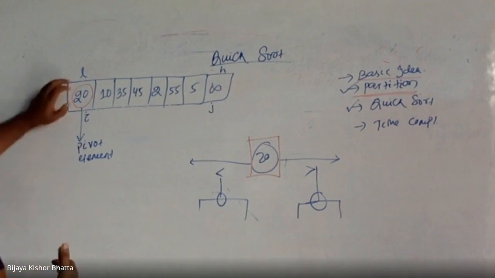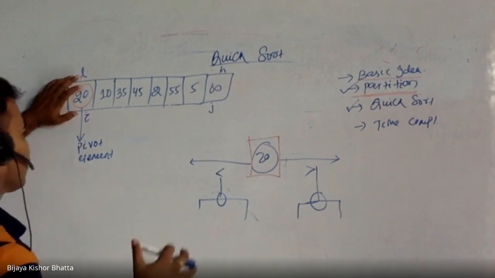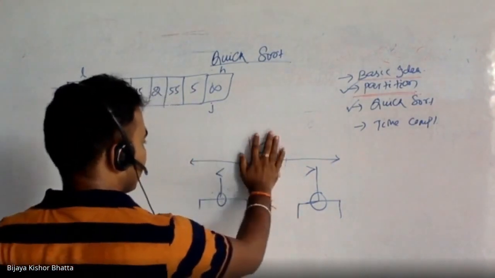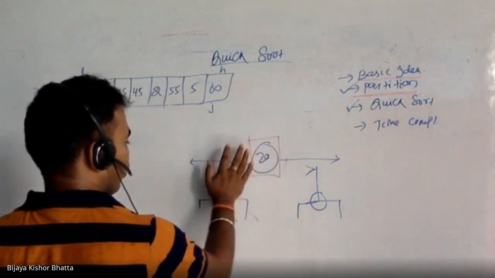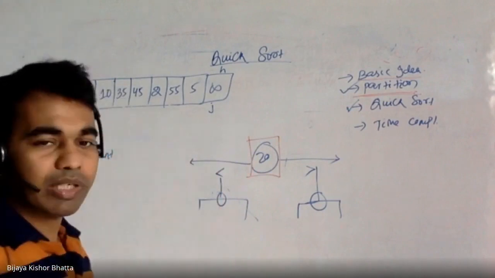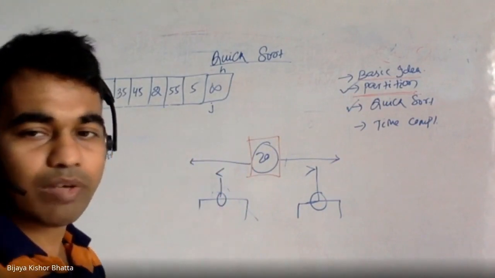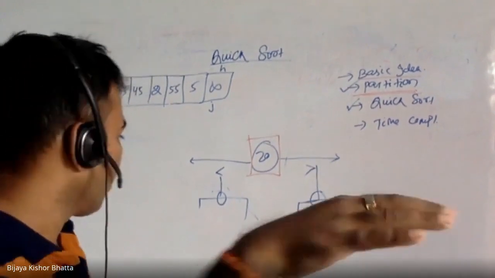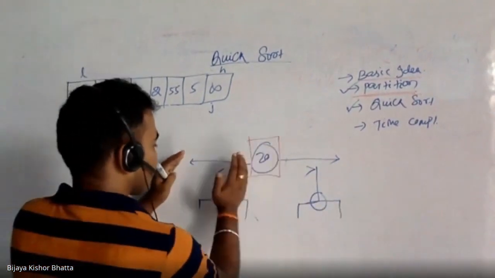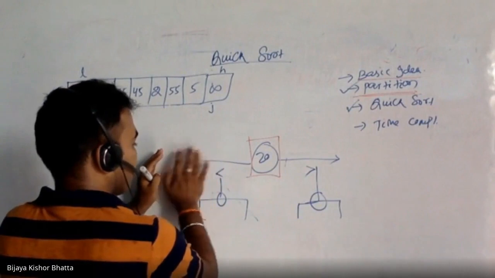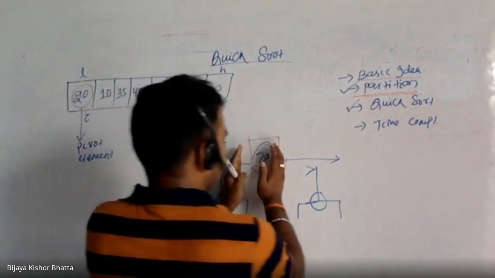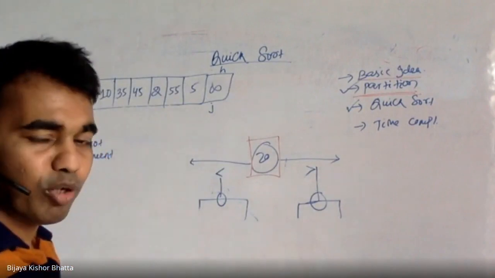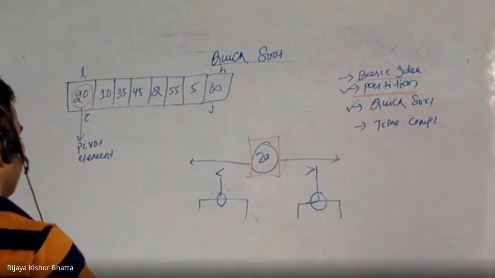What is your objective? You need to partition this way: 20 should be here, and all the elements lesser than 20 are present on the left-hand side, and all the elements greater than 20 are present on the right-hand side. That is the sole purpose of this partitioning algorithm.